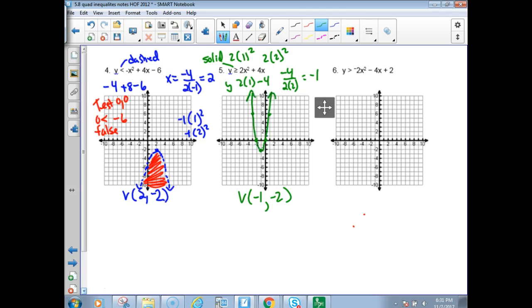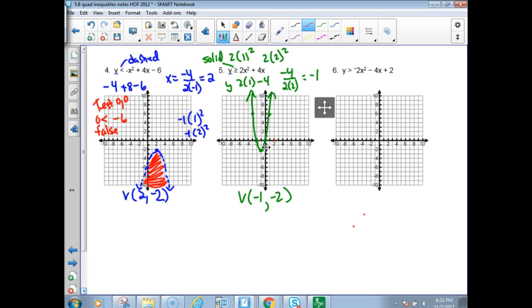So that's what we graph. And then we pick a point. This one looks like it went right through 0, 0. It did. So we have to test something other than that to determine. I'm suspecting that it's shaded in between, and that's because it says greater than. So it's probably above the graph. So let's test another point.